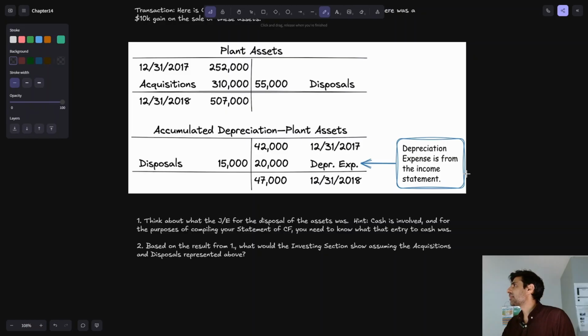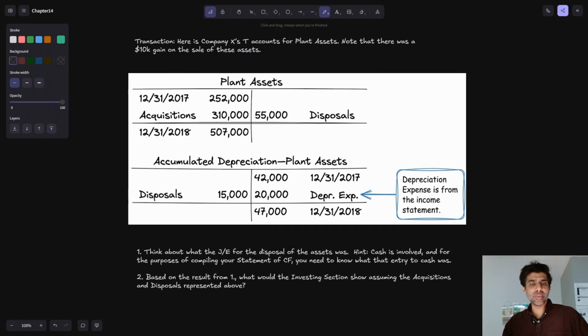And then what else? What is the investing section showing? It's showing definitely disposal and the cash coming in. What else? Acquisitions, exactly. Unless it says otherwise, you can assume this acquisition was done with cash. Sometimes it'll tell you it was with a note payable or whatever, but we're going to assume it's cash. So is this going to be a positive or negative? Negative, right? We're spending money, cash is leaving our business, and we're getting some plant asset.